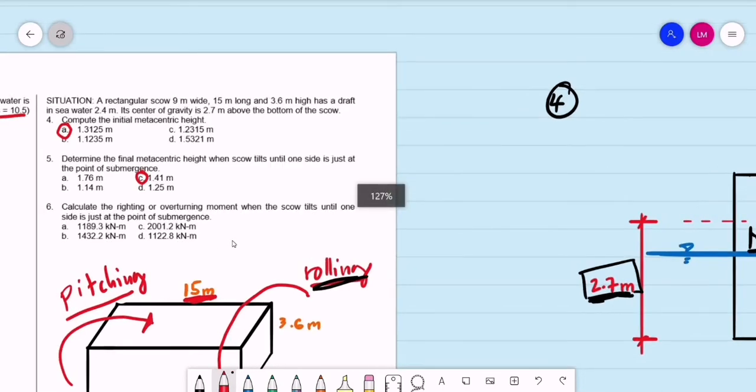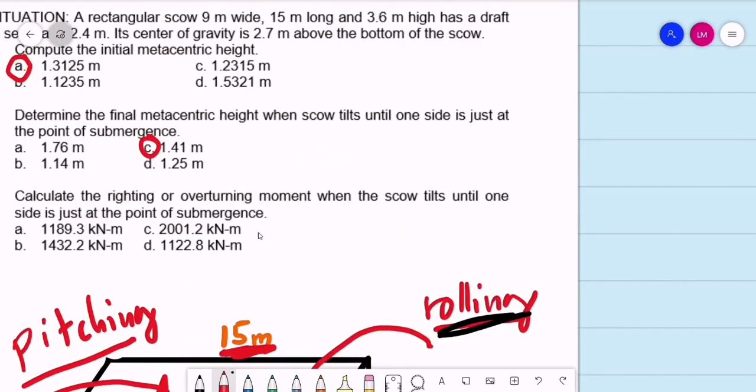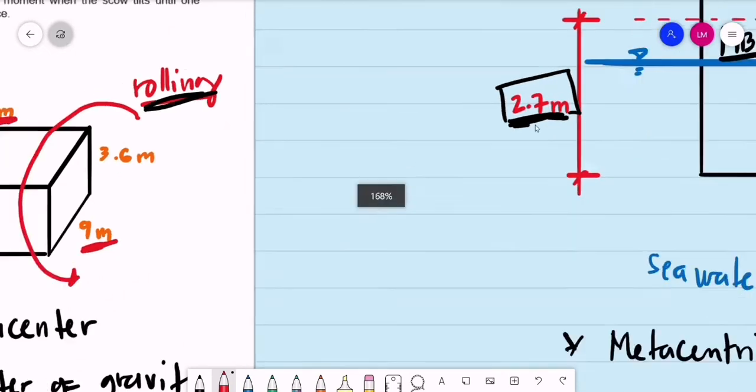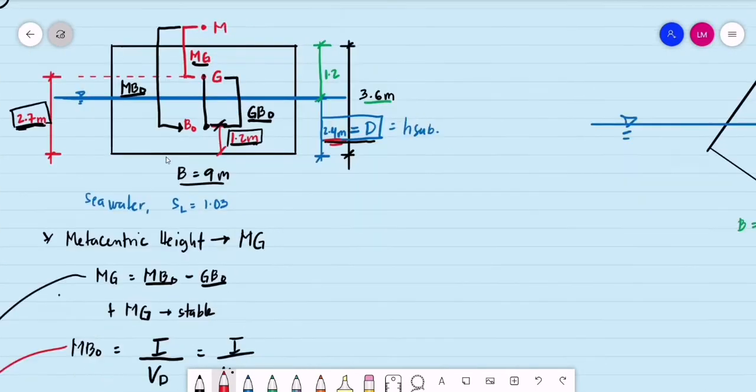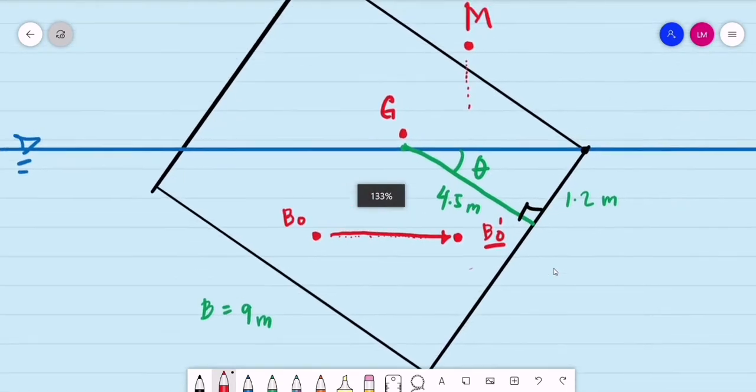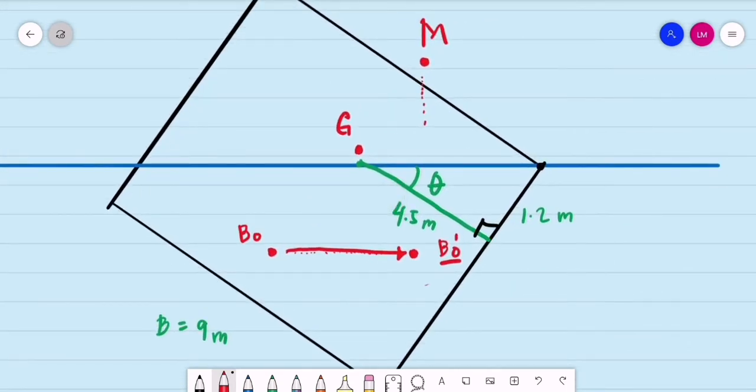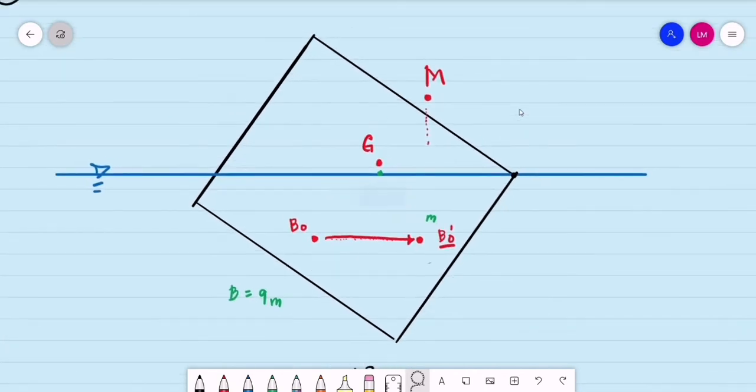So sa number 6, calculate the righting moment or overturning moment when the scow tilts until one side is just at the point of submergence. So ito yung diniscuss ko kanina regarding dun sa mga points natin. Okay, so tanggalin lang natin yung ibang parts dito. Since nakuha na natin yung angle, pwede na tanggalin yan. So, saan ba nag-a-act yung total weight ng isang object? Okay, yung total weight ng object is acting at the center of gravity.